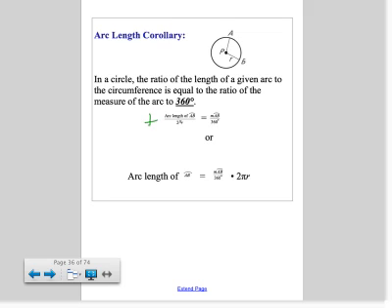You can set it up by saying arc length over the entire circumference, 2 pi r, equals the measure of the arc over 360. So in other words, the portion of the circle over the whole circle equals the portion of the circle over the whole circle. Or you can say the arc length equals measure over 360 times the circumference. Either way, I'll be honest, this is primarily the one that I'll use, but it doesn't really matter. We can kind of interchange between the two.